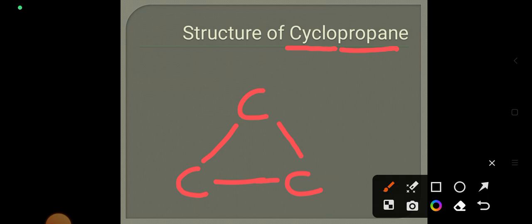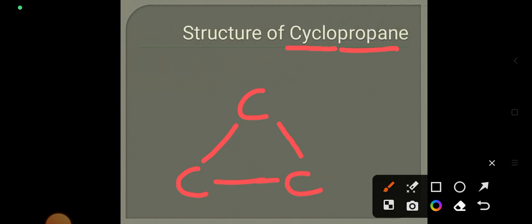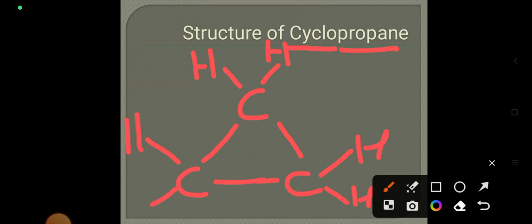Now, as you all know, the valency of carbon is 4, and here when we look at each carbon atom, the valency is not satisfied. So we have to complete the structure by writing 2 hydrogens on each carbon atom. So this would be the structure of cyclopropane, and the molecular formula would be C3H6.